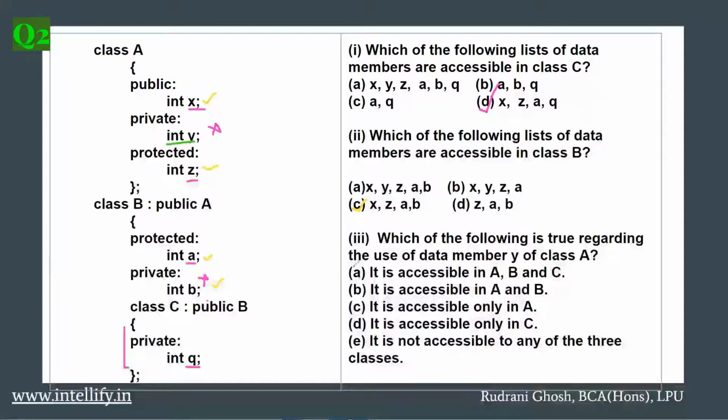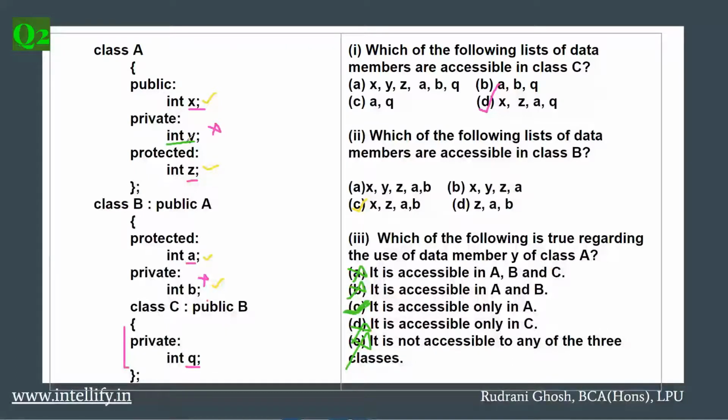It can only be accessed inside A. This is wrong. It is accessible in A and B. Again wrong. It is accessible only in A. Yes, this is correct. But let's check the other options too. It is accessible in C. No. It is not accessible to any of the three classes. Again, no. So the answer is C.